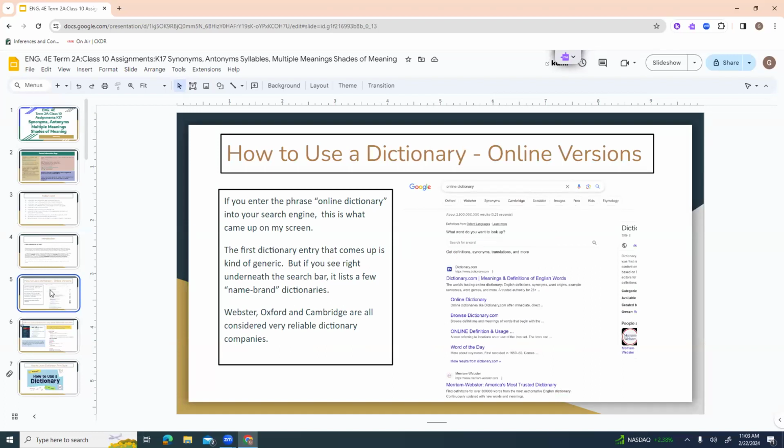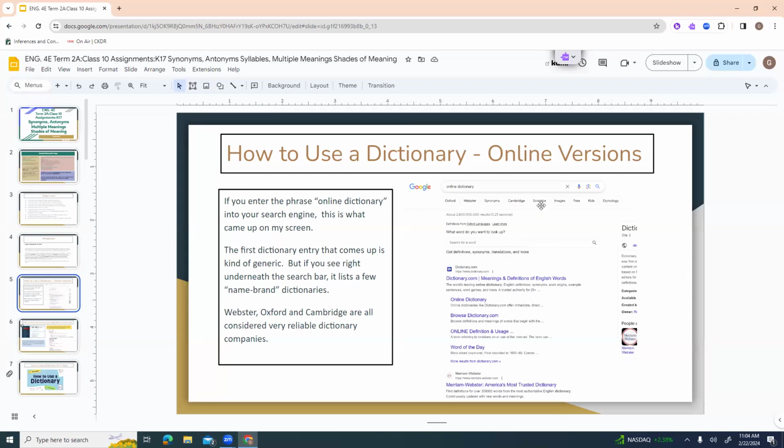Okay, so the online version is really easy, although my personal feeling is I don't think it's quite as thorough as using a print dictionary, but I'm going to show it to you because I think it's what a lot of people are going to use. If you enter the phrase online dictionary into your search engine, this is what came up on my screen. So you'll see the very first one is kind of a generic one. If you look right under the search bar, you'll see some that are specific though. The Oxford Dictionary, the Webster Dictionary. Those two are super reliable, okay?